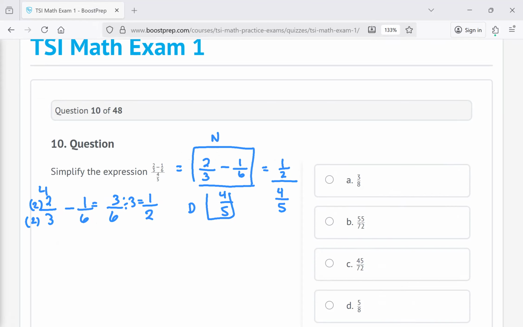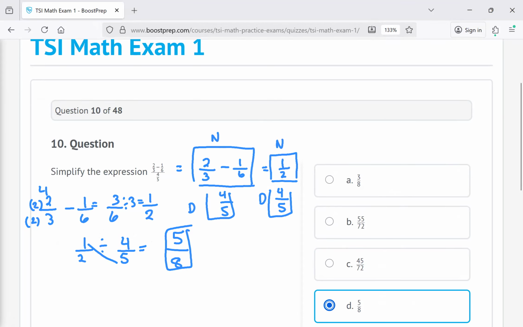So it still looks a bit confusing. So this is my numerator, and then this is my denominator, right? So what you want to do is rewrite it as 1/2 divided by 4/5. And then if you recall, when you're dividing fractions, you can cross multiply. So 1 times 5 is 5, and then 2 times 4 is 8. And you get 5/8. So that is letter D.